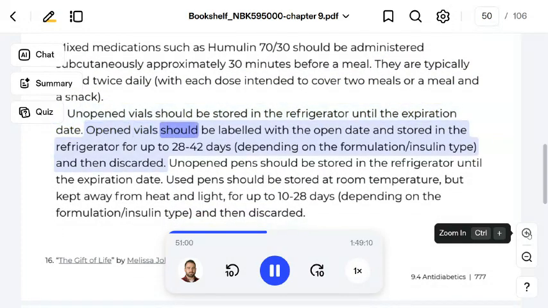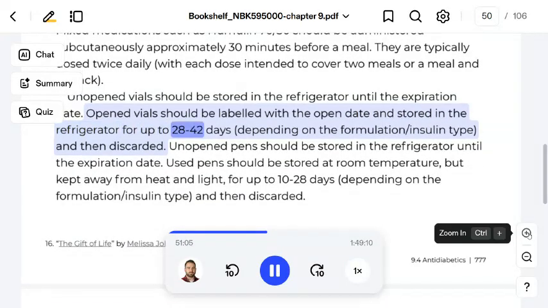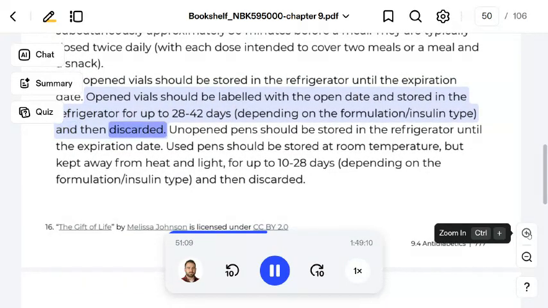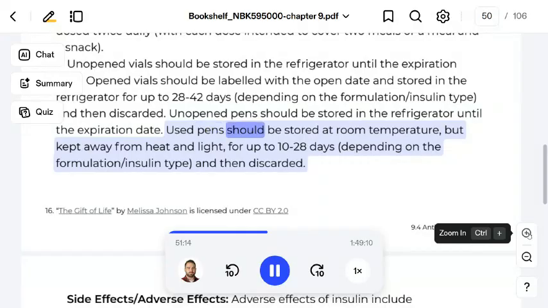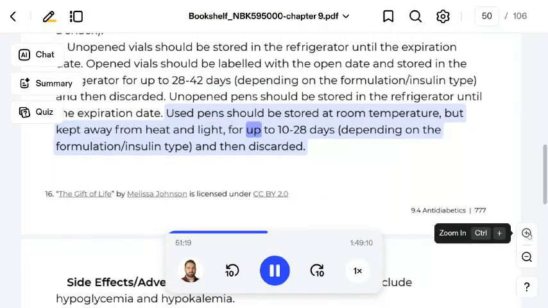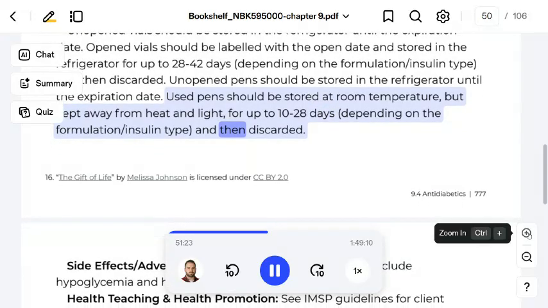Open vials should be labeled with the open date and stored in the refrigerator for up to 28 to 42 days and then discarded. Unopened pens should be stored in the refrigerator until the expiration date. Used pens should be stored at room temperature, but kept away from heat and light, for up to 10 to 28 days and then discarded.